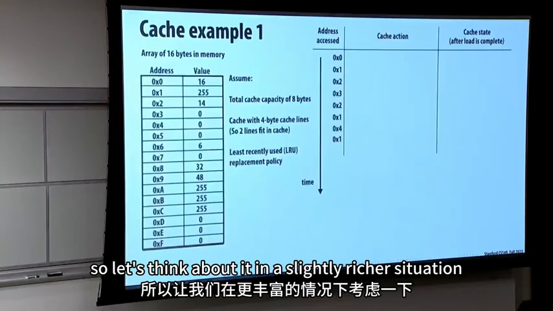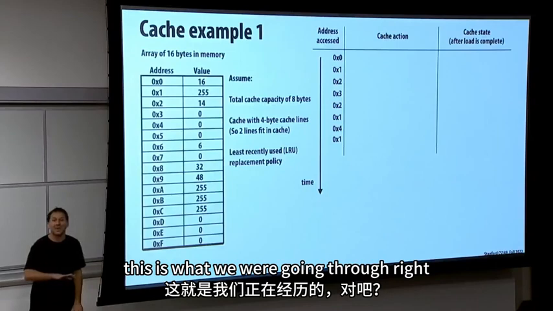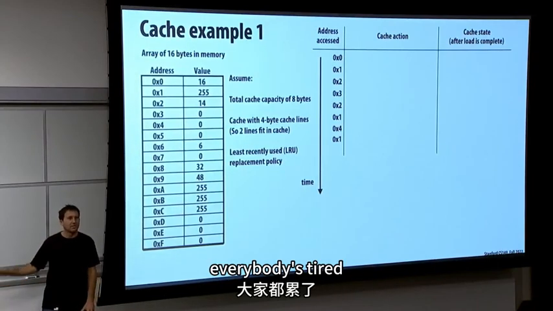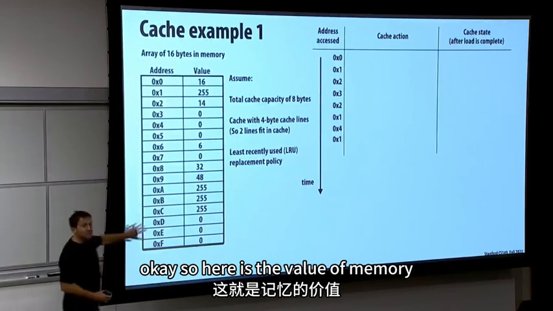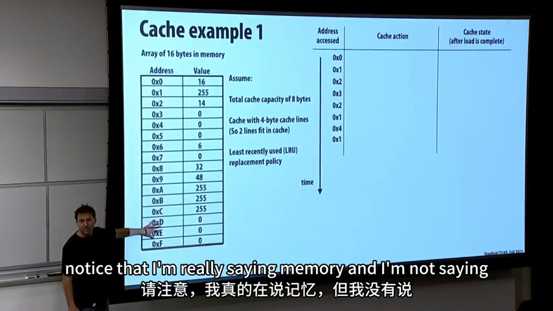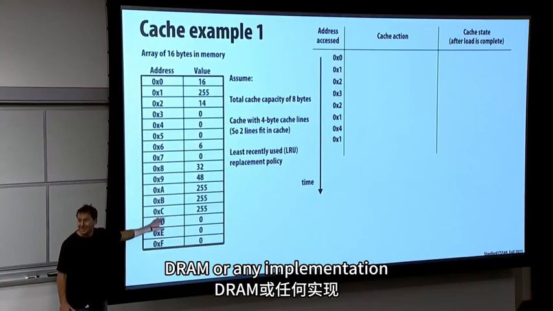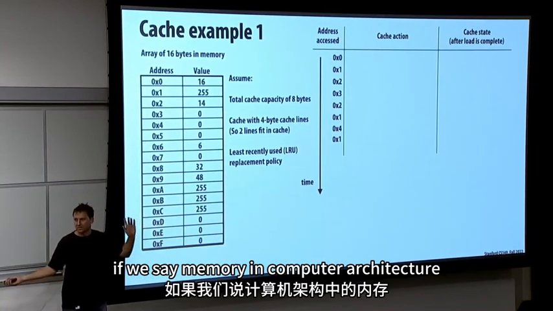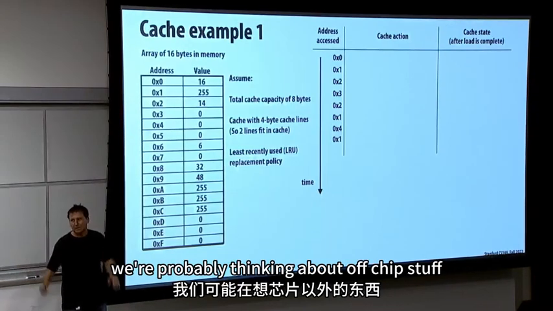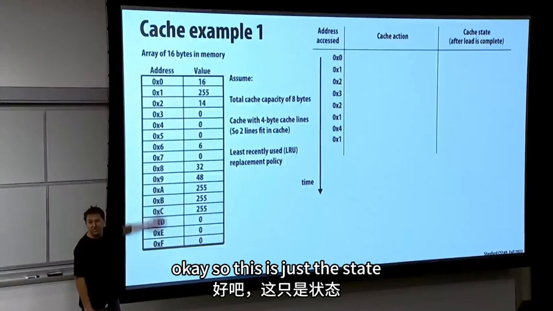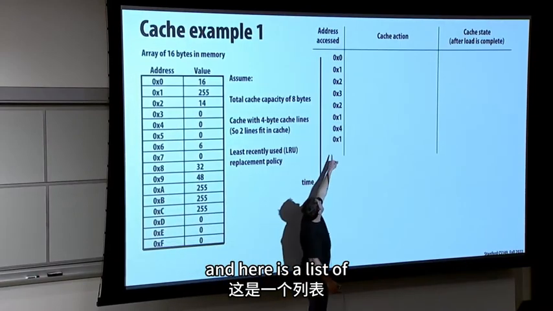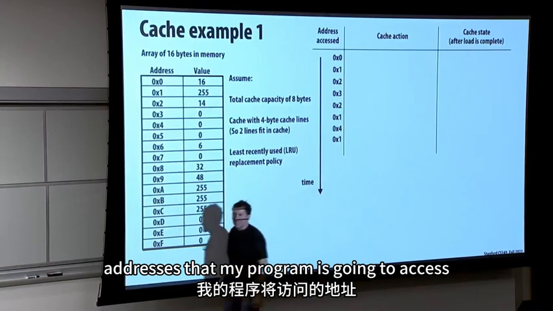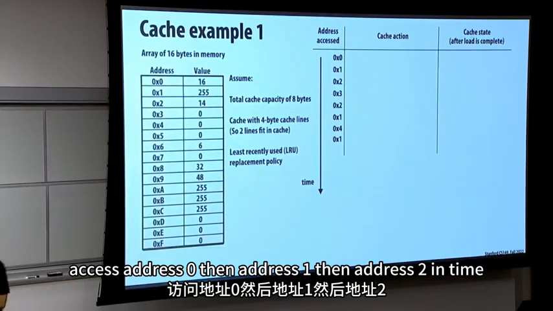So let's think about it in a slightly richer situation. This is what we were going through right at the end of class. End of class, everybody's tired, nobody remembers anything anyways, so we're doing it again. So here is the value of memory. Notice that I'm saying memory, and I'm not saying DRAM or any implementation, even though almost all of us, if we say memory in computer architecture, are probably thinking about off-chip stuff. This is the state of my program, these values. And here is a list of addresses that my program is going to access: address 0, then address 1, then address 2 in time.